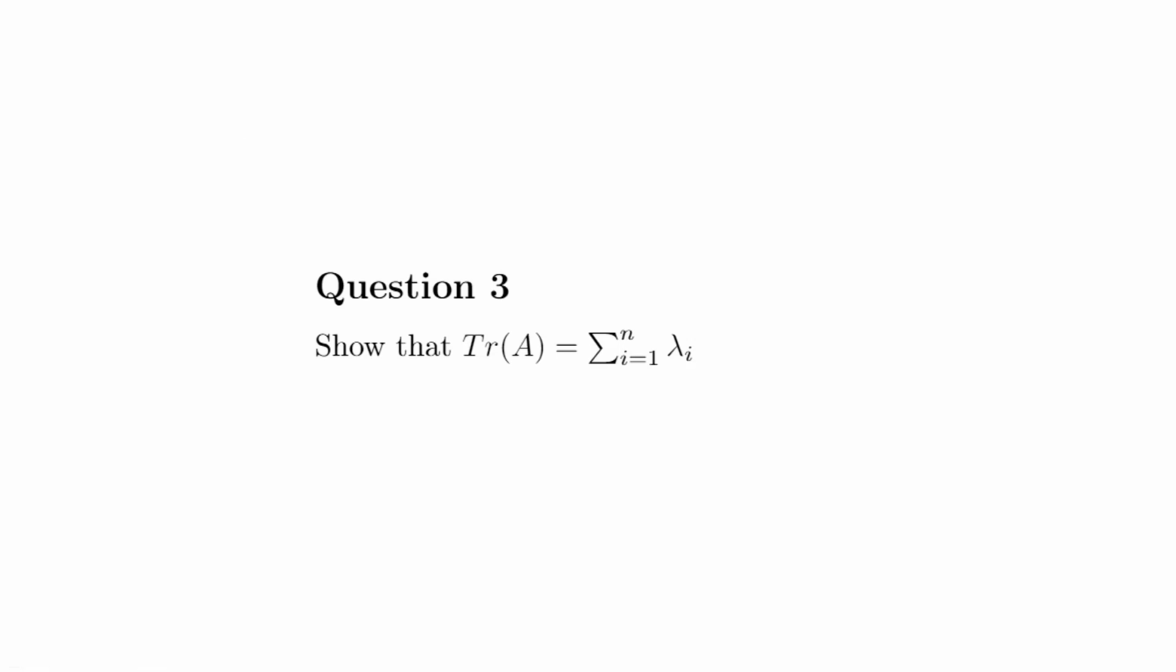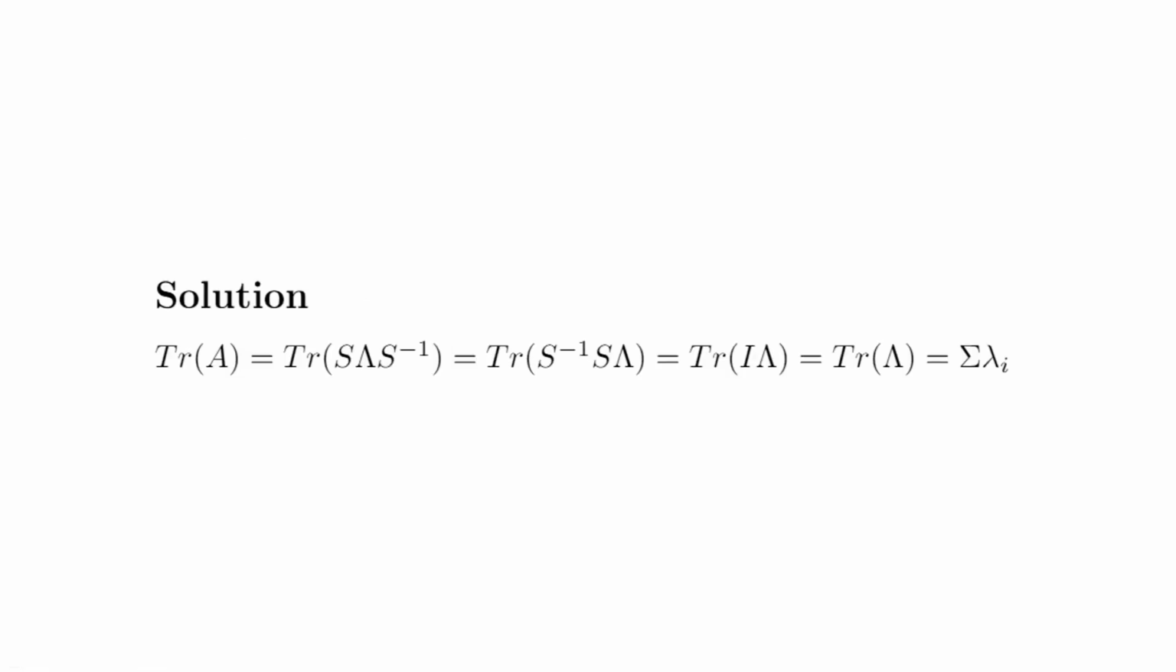Let's show that the trace of a matrix A is the sum of its eigenvalues. So, using the spectral decomposition of A, we know that the trace of A is equal to the trace of S lambda S inverse. So what we can do, we can use the cyclic property of the trace, and we can move S inverse from the end to the beginning, and we get the trace of S inverse S multiplied by lambda. That is equal to the trace of I multiplied by lambda, which is the trace of lambda, which is the sum of the eigenvalues, because lambda is a diagonal matrix with the eigenvalues on its diagonal.